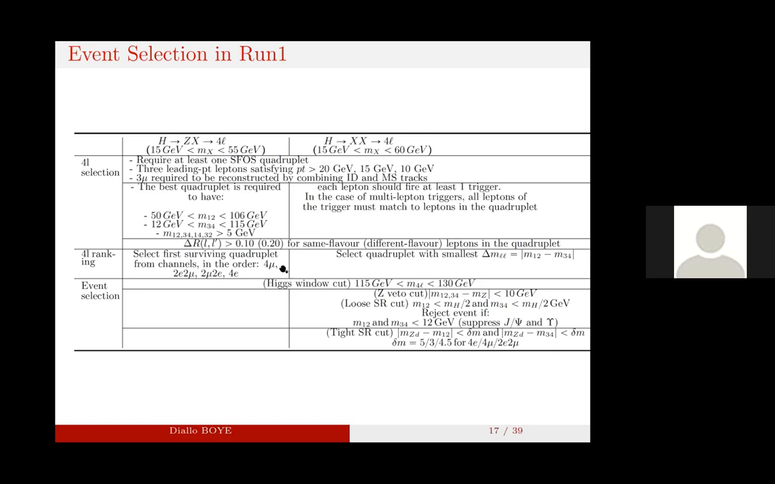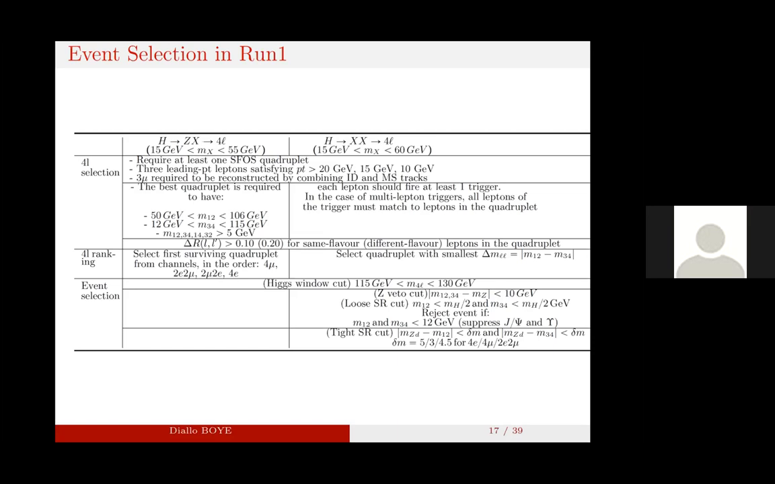And the second step is where we rank the quadruplets. In the ZX, we select the first surviving quadruplet in the cut flow. And for the high mass, if we have more than one quadruplet, we choose the one which has the minimum delta M. And we also then apply a Higgs window cut, since we are looking for Higgs decaying to XX. So we apply this Higgs window cut.